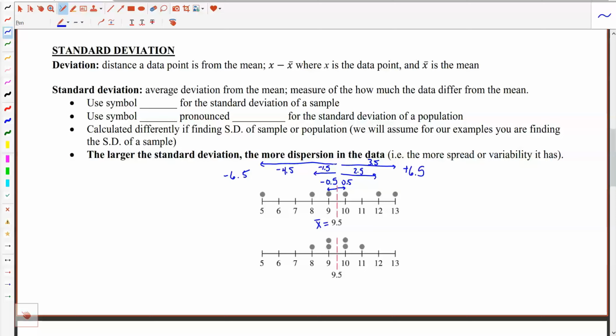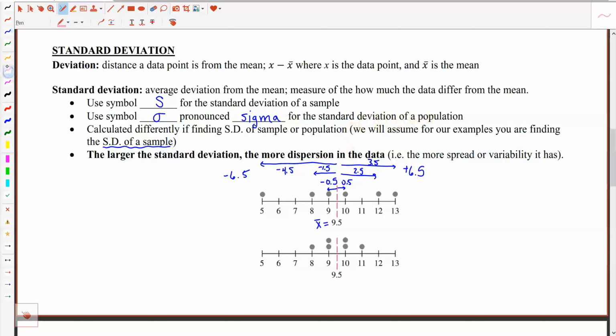Now we would use the symbol S when we find the standard deviation of a sample. For the standard deviation of a population, you're going to use the symbol that looks like an O with a tail on it. This is a Greek symbol, pronounced sigma. Now, the standard deviation is actually computed differently if you're finding the standard deviation of a sample versus a population. So we are going to learn how to find the standard deviation of a sample. We won't be talking about how to compute the standard deviation of a population.